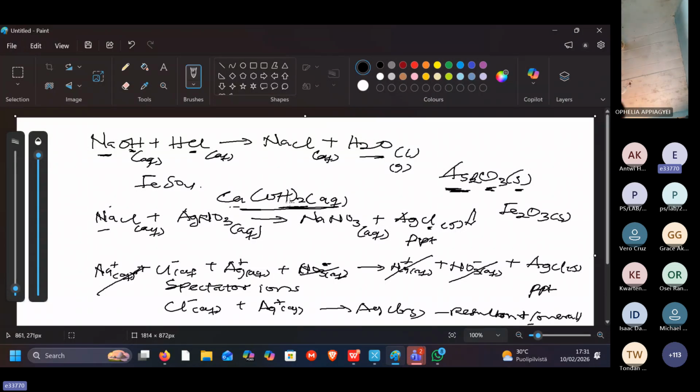Now, if you look at the rule, the hydroxides are generally going to be insoluble, except when they meet with a group 2. Calcium is group 2. So such a compound, if you put it in water, it's going to be dissolved. Okay, so that is that.